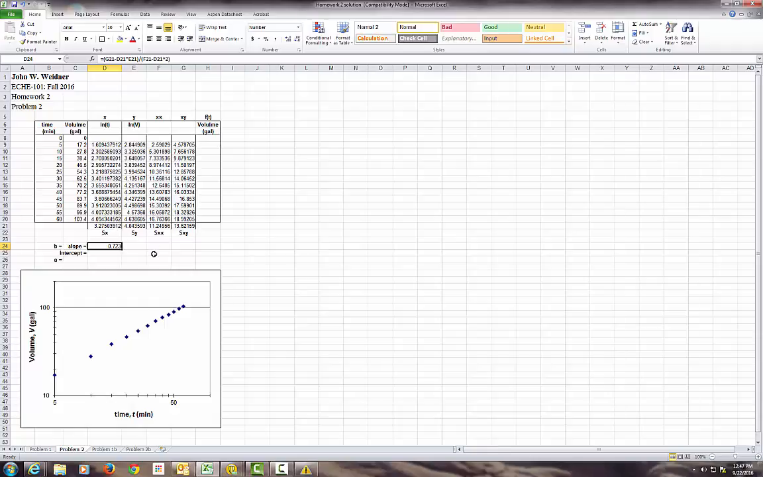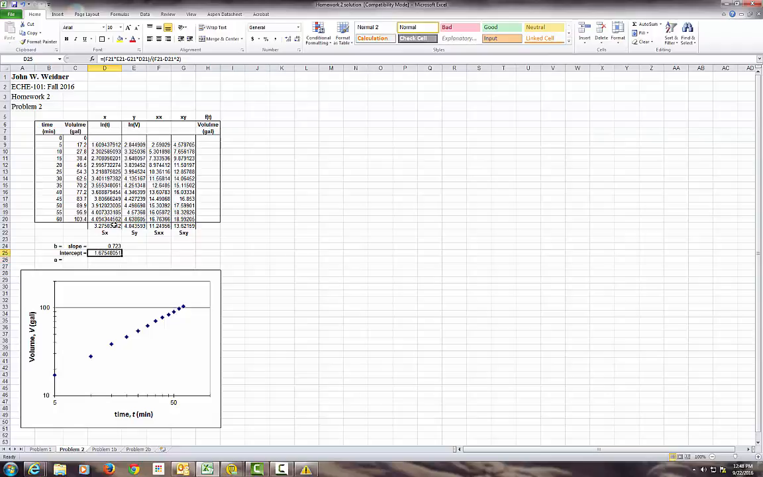Now that I have my slope, I can also calculate my intercept using the formula that's on my sheet. So that's F21 times E21 minus G21 times D21, close parentheses, divided by F21 minus D21 squared.